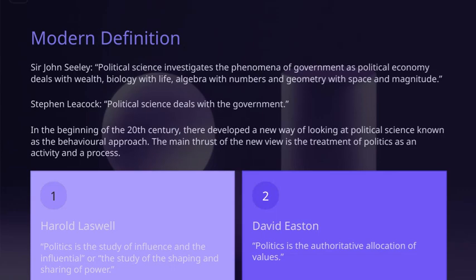So on this slide, we see that politics can be understood as an activity through which people create, maintain, and modify the rules that govern their lives.